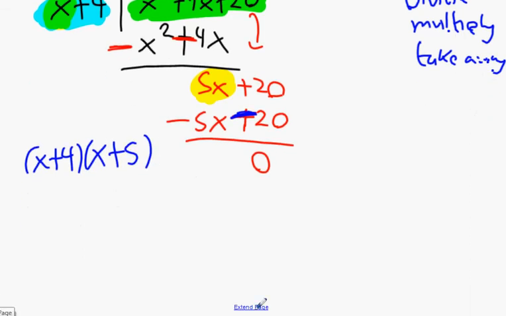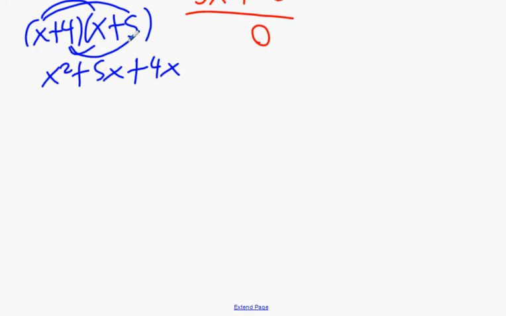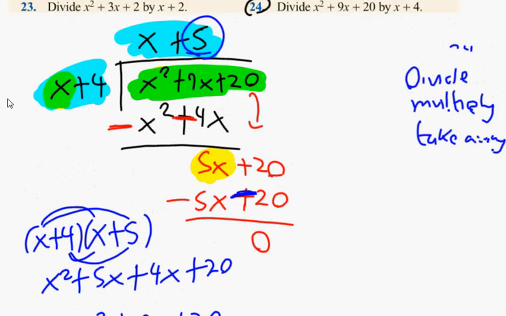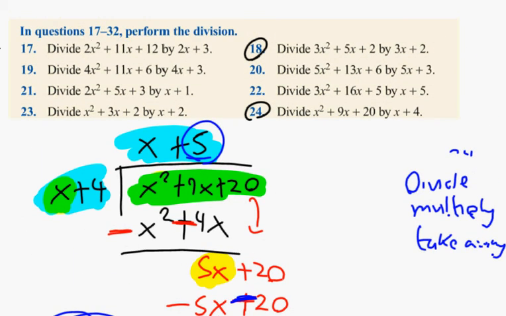Barry, take the lead on that one. x squared plus 9x plus 20. Is that alright with you? Look up. Is that what we're asked? Yep. Okay, guys, you're up. 17, 19, 21, 23. Give it a go.